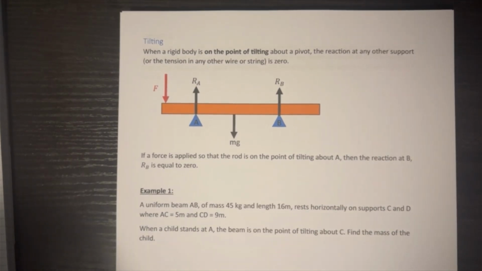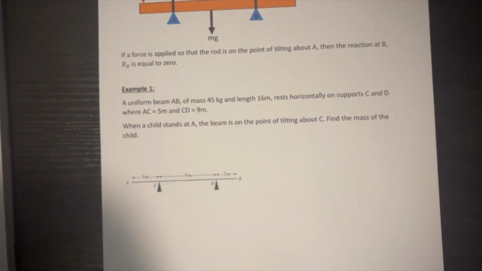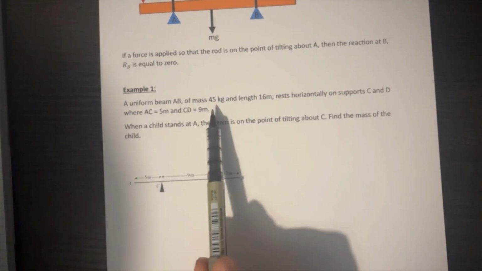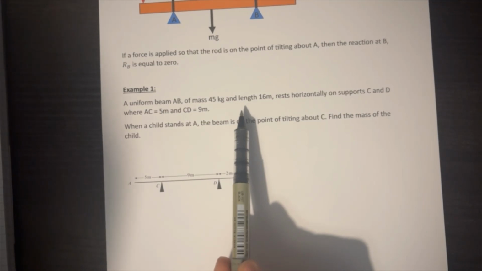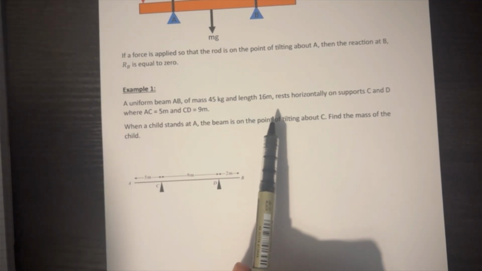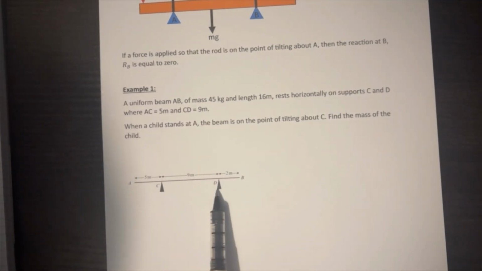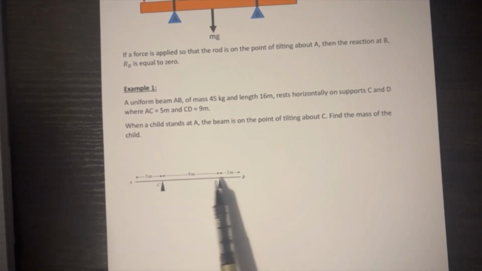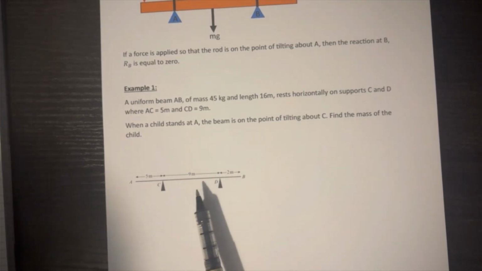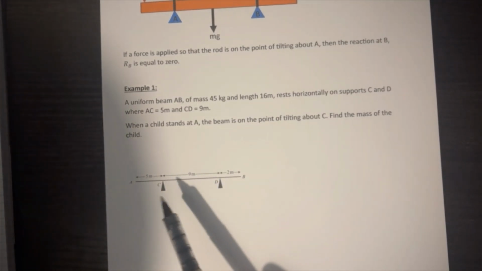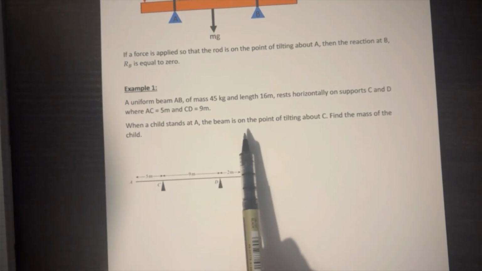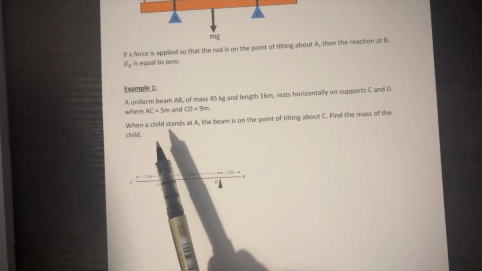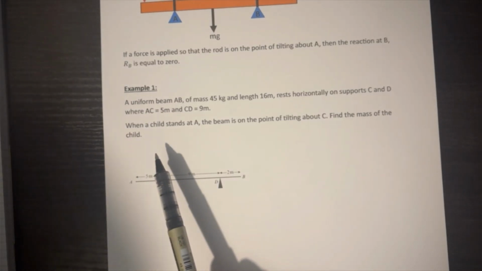So we've got a couple of examples now where we're going to have a look at that in action. A uniform beam AB of mass 45 kilograms and length 16 meters rests horizontally on supports C and D, where AC is equal to 5 meters and CD is equal to 9 meters. So we've got that in our diagram there. When a child stands at A, the beam is on the point of tilting about C, and we're being asked to find the mass of the child.